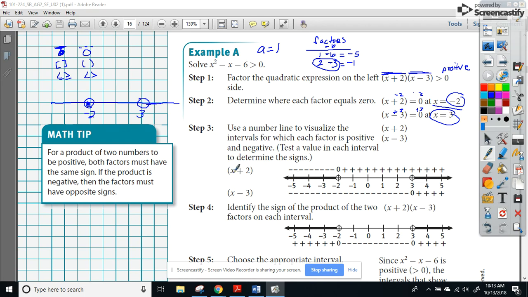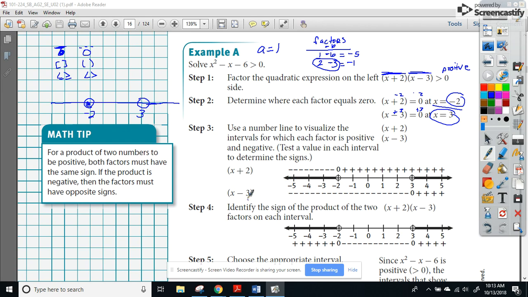You plug in negative 5 right there. Negative 5 plus 2, that's a negative number. That's why they have these little negative signs up here. Negative 5 plugged in right here, the answer is negative 4 right there, you plug that in. Negative 4 plus 2 is negative 2. All of the numbers, if you plug in any of these values in right here, you get a negative number.